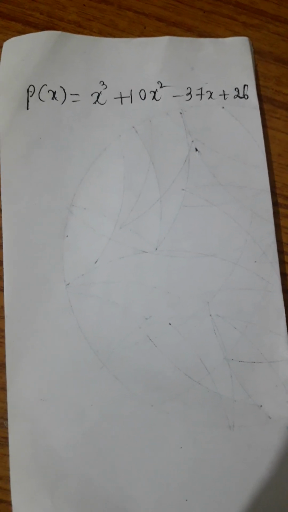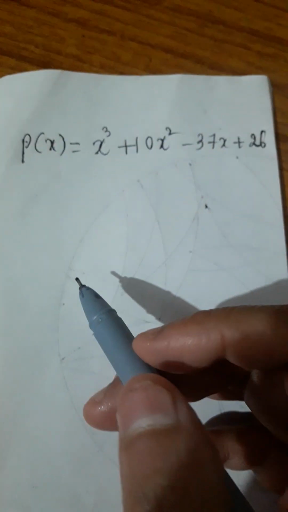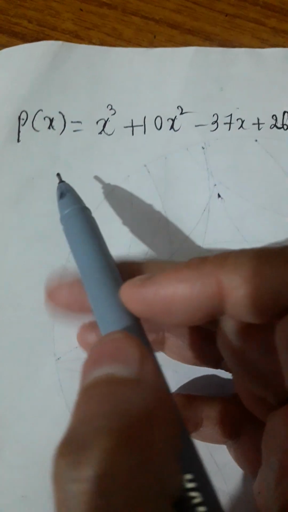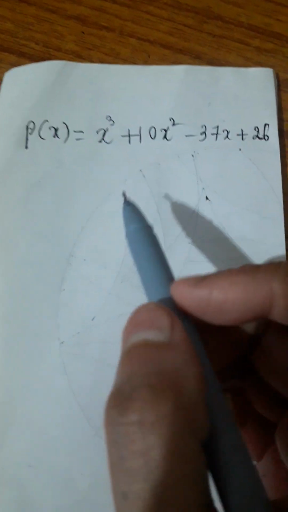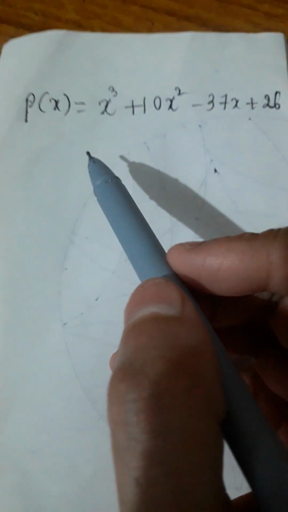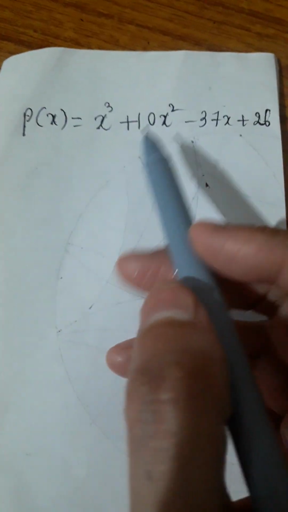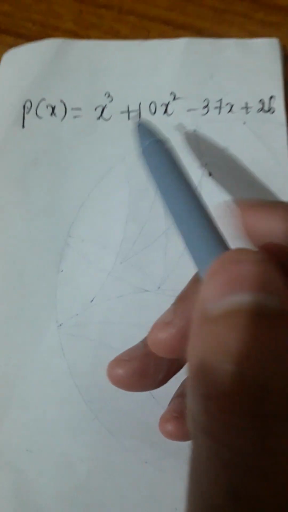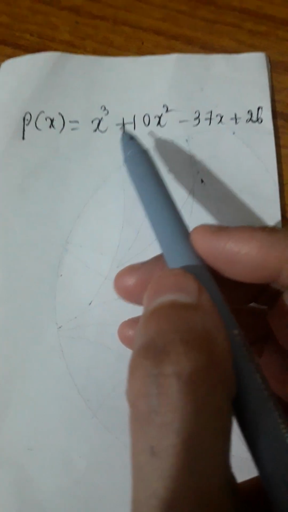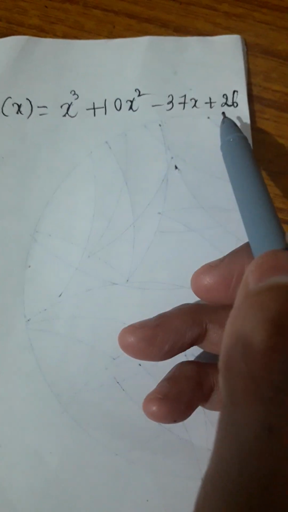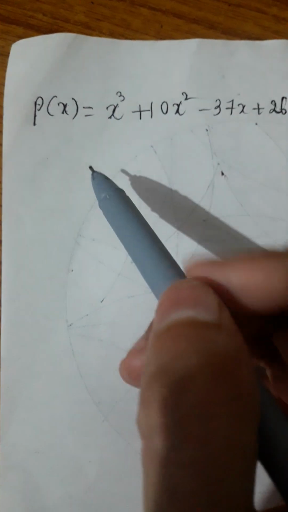So students, in this session I'll just explain briefly about synthetic division. Now in class we have seen the long division method, isn't it? How to factorize polynomials. Like if you're going to get a 3 or 4 marker sum saying completely factorize this polynomial: x cube plus 10x square minus 37x plus 26. We know how to factorize.